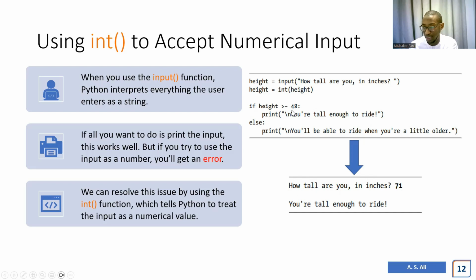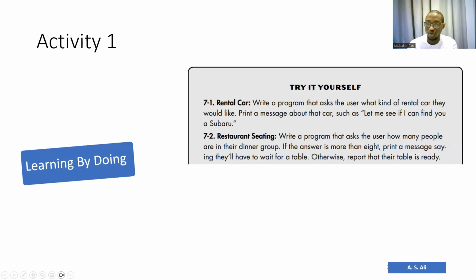Now the computer tests, is 71 greater than 48 inches? Yes. Therefore, it will print you are tall enough to ride. However, if the user had inputted a value less than 48 inches, then the computer would have returned, you will be able to ride when you are a little older. Okay. So let's do an activity here to practice this in action.